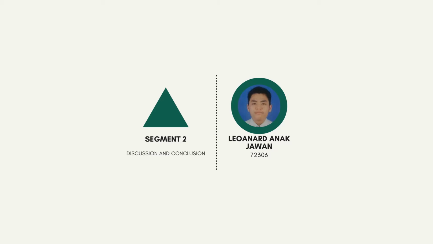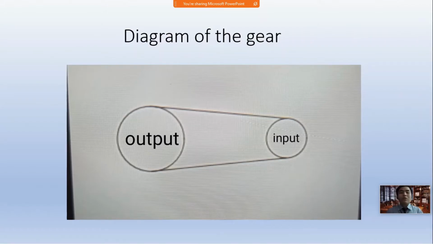Segment 2. Discussion and conclusion. So for my part, which is the discussion, calculation, and conclusion. First of all, we're going through the diagram of the gears. As you can see from the slide, we know that the input gear is the smaller one and the output gear is the larger gear.